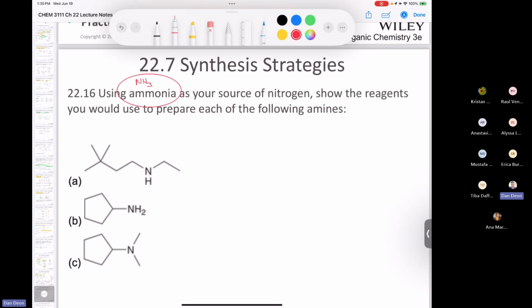Well, the first one is a secondary amine, and so we're going to have to use reductive amination for that. The second one is a primary amine. The third one's a tertiary amine. So there's a variety of ways you could do these, okay? There's not just one set path that you could use for these. But let's start out with this one here.